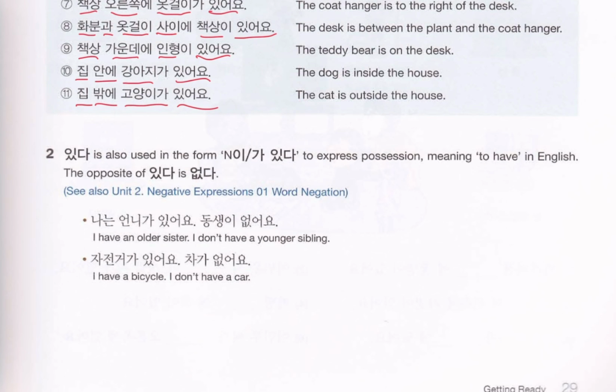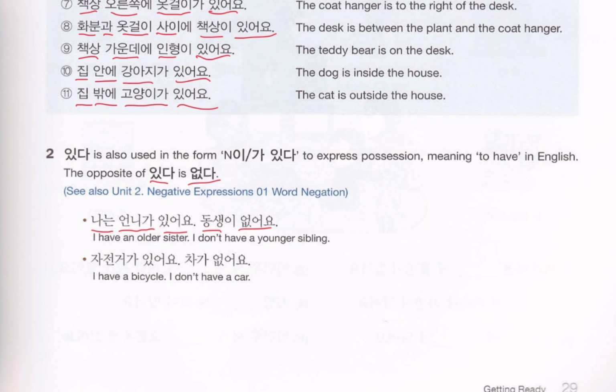And the opposite of 있다 is 없다. If you don't have, then you use 없어요. Like 나는 언니가 있어요. I have an older sister. 동생 is sibling. 없어요, I don't have. So 동생이 없어요. I don't have a younger sibling.